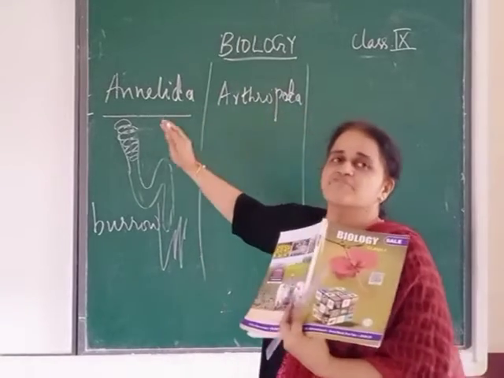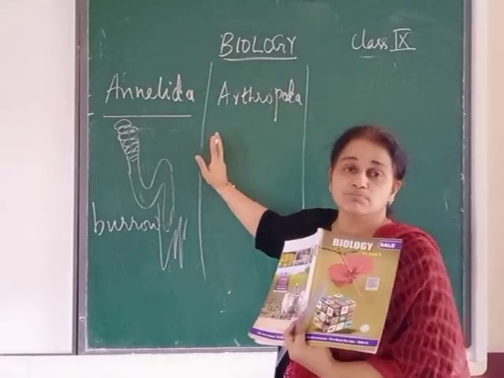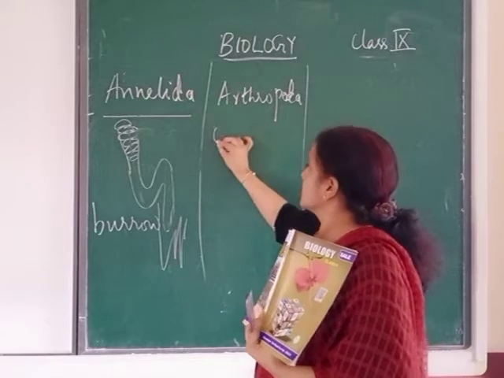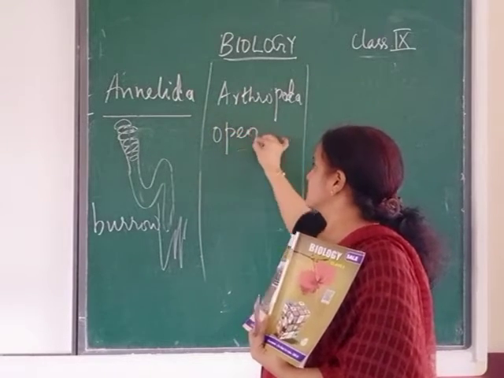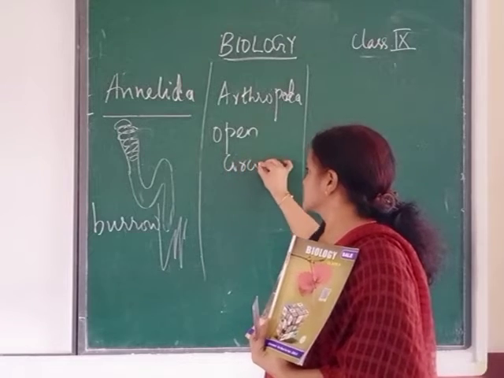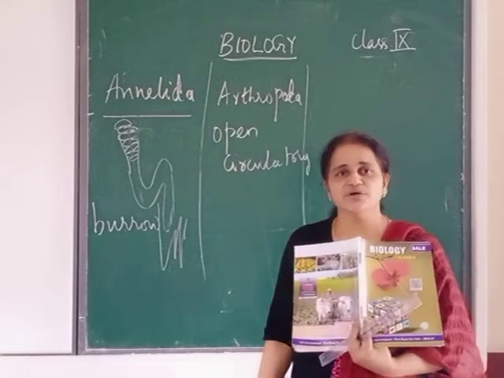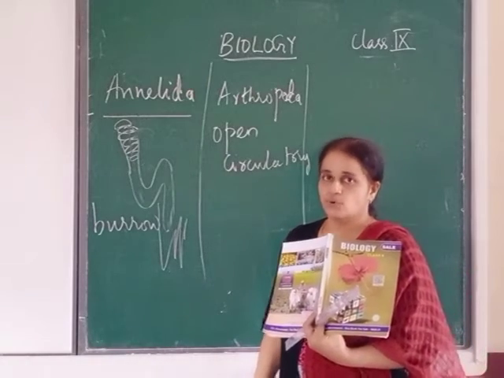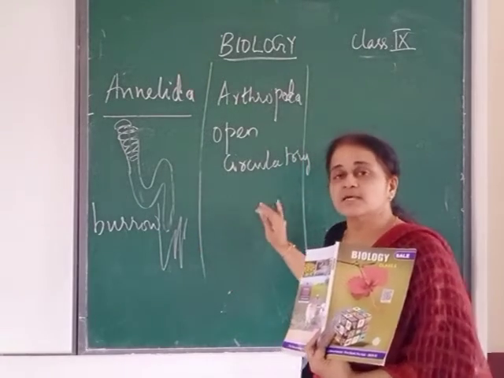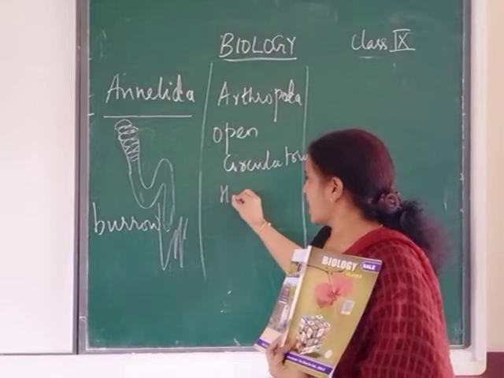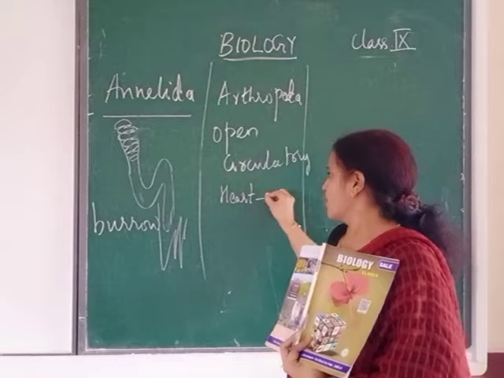See, every group has its own particular specific characters. Now what is this open circulatory system? Circulation means the organ you have to remember is the heart. Open circulatory system means the blood is pumped directly from the heart to body parts.